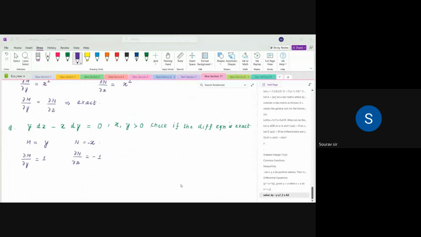Okay, others, are we getting this? Yes, sir. Okay. So over here, the partial derivatives are not matching. That means my differential equation is not exact. Correct?